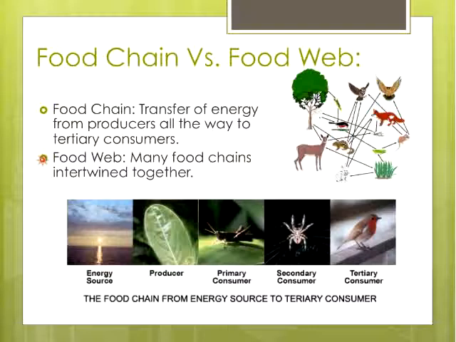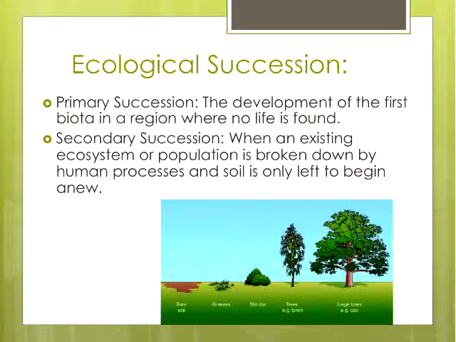A food web is many food chains intertwined together. So here would be an example of a food web. We have the deer eating the tree, but then we also have the deer eating the whatever that is. I can't even tell. And then we have a fox eating that organism, and that organism eating the owl, and then the owl eating the rabbit. And just a whole bunch of food chains interlocked and intertwined with one another.